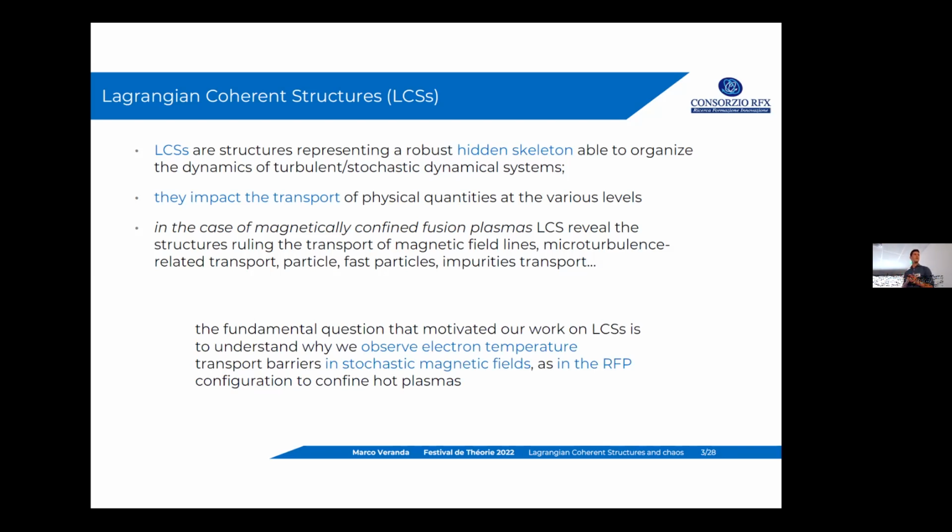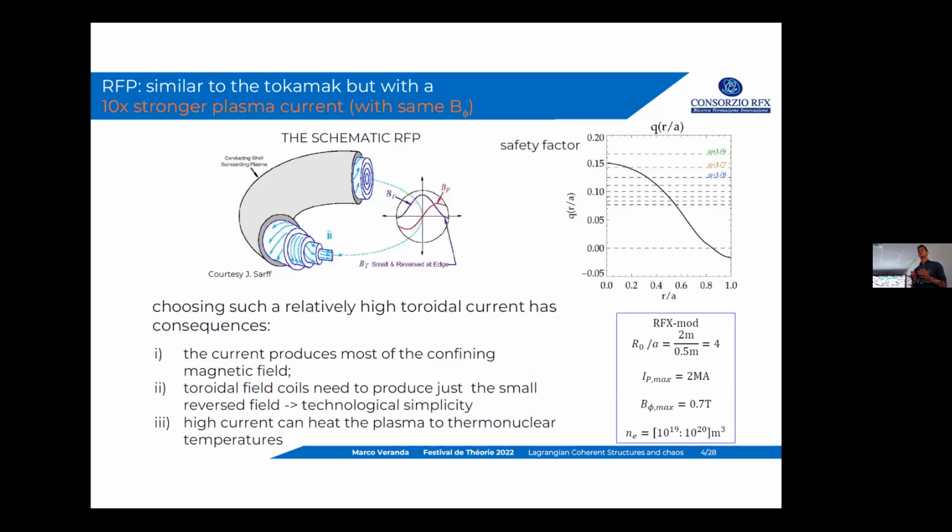It is a device that works in the reversed field pinch configuration that I will explain a bit for those who don't know it. And the question was that we observed strong electron temperature transport barriers in regions where the magnetic field is stochastic. And so we wanted to know what was sustaining these gradients in regions where you may think that there shouldn't be any gradient.